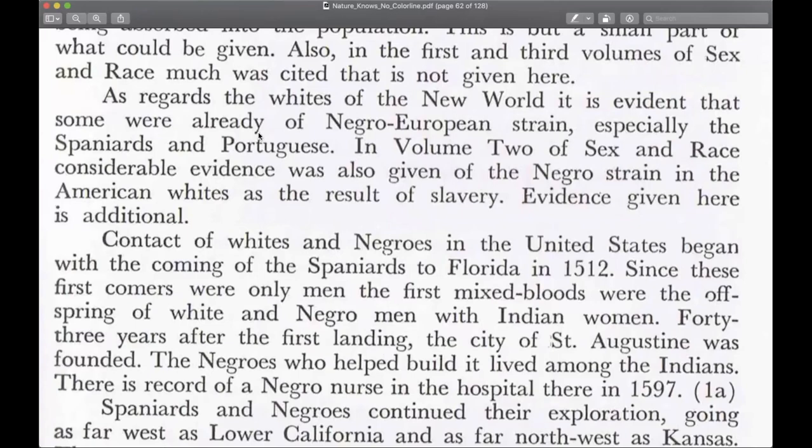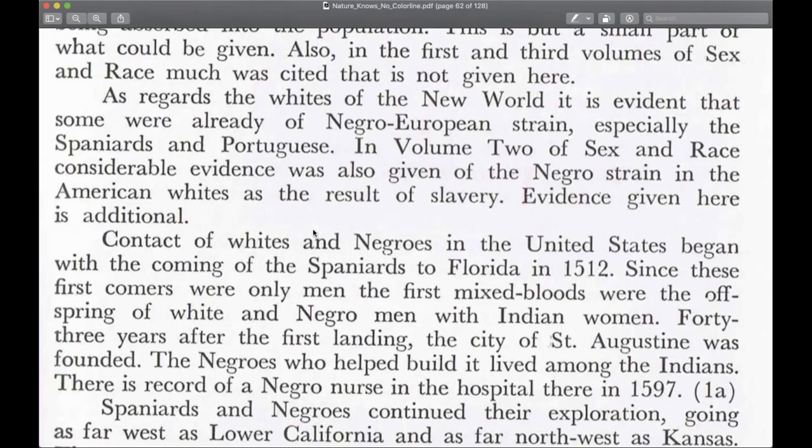Again, the Spaniards, who are the conquistadors? De Soto, Columbus, Hernan Cortez, Pizarro. Who are these Spaniards and Portuguese coming over here? These are Moors, Negro European. All right, in volume 2 of Sex and Race, considerable evidence was also given of the Negro strain in the American whites as the result of slavery. Evidence given here in addition. All right, so they're trying to add their little thing.